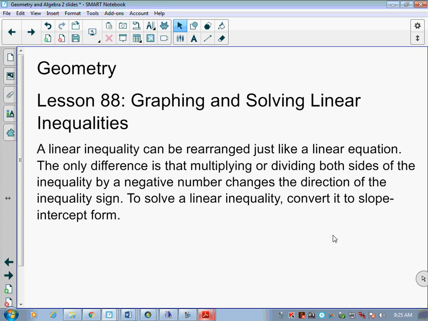of AA batteries. So a linear inequality can be rearranged just like a linear equation. The only difference is that multiplying or dividing both sides of the inequality by a negative number changes the direction of the inequality sign. To solve a linear inequality, you convert it to slope-intercept form. So essentially, you solve for y. And if you end up having to divide by a negative, you change the sign. Other than that, it solves exactly like any other type of linear equation. We're just adding an inequality symbol to it.